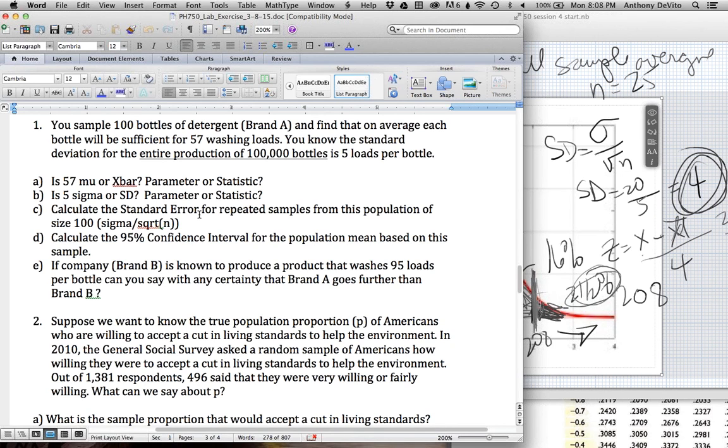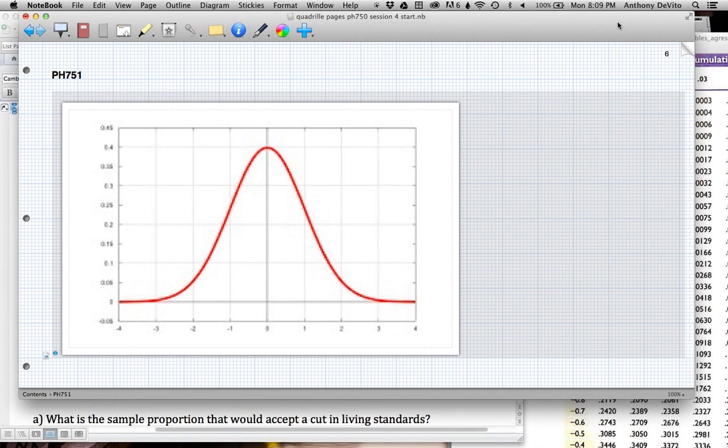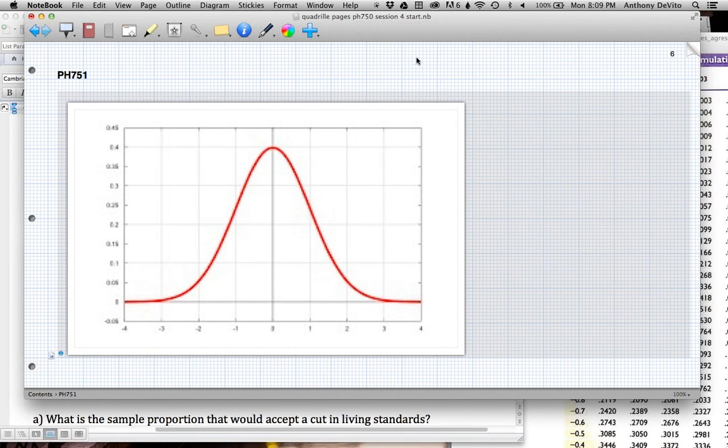Okay, you sample 100 bottles of detergent brand A and find that on average each bottle will be sufficient for 57 wash loads. You know that the standard deviation for the entire population of 100,000 bottles is 5 loads per bottle. How do you know that? I made it up. You really would never know that, right? Where's the only place that you actually have a measure of a true population? The census, right? We discussed that, because they actually do a count.